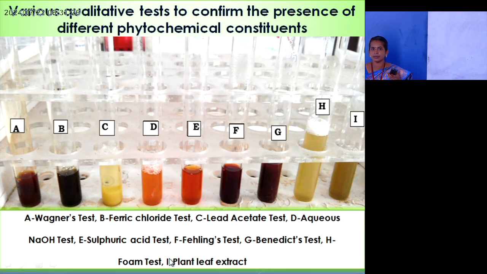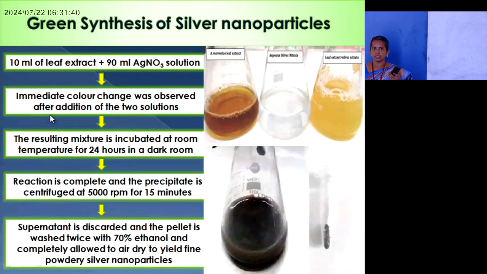These are the color change observations for the phytochemical analysis of the Aegle marmelos leaf extract. Most of the phytochemicals, flavonoids, alkaloids and saponins are present. So we take this plant leaf extract for nanoparticle synthesis. These are the pictorial representations.